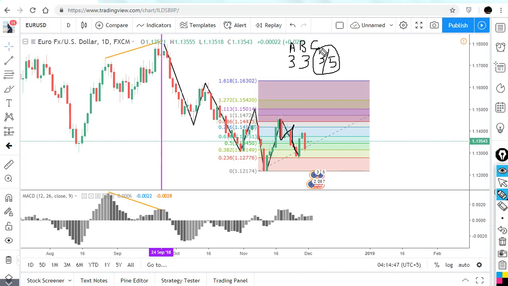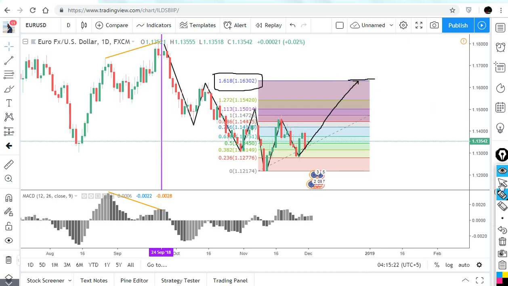which is what types of correctives are. There are so many correctives, and those are the names: zigzag, flat, triangle, diagonal, and so much. So it's another case and it's another chapter. So I am considering that right now this C wave goes exactly to the 1.618 level. Why?